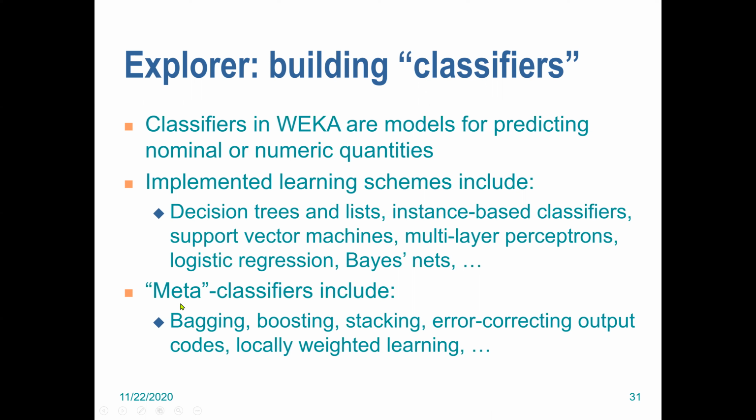Then we also have the meta classifiers. This is decision tree if I want to do bagging and boosting. We may have different types of computer applications running at the same time. We can combine two trees together and make our boosting or bagging. And also the concept of stacking, error correcting output codes, and locally weighted learning.